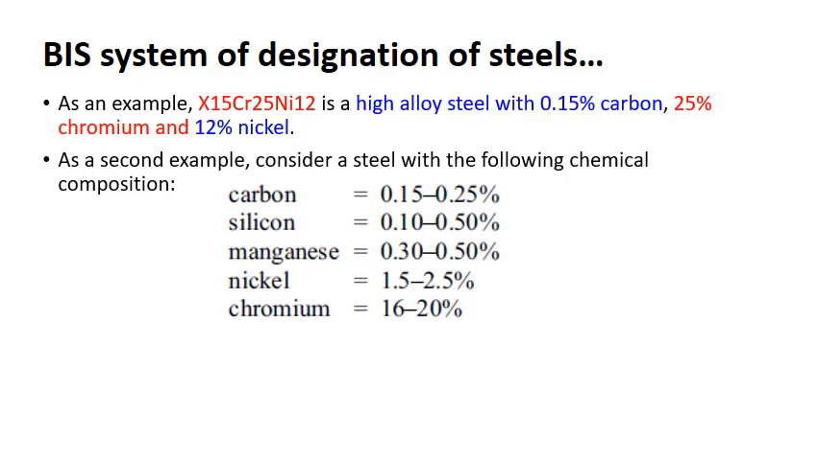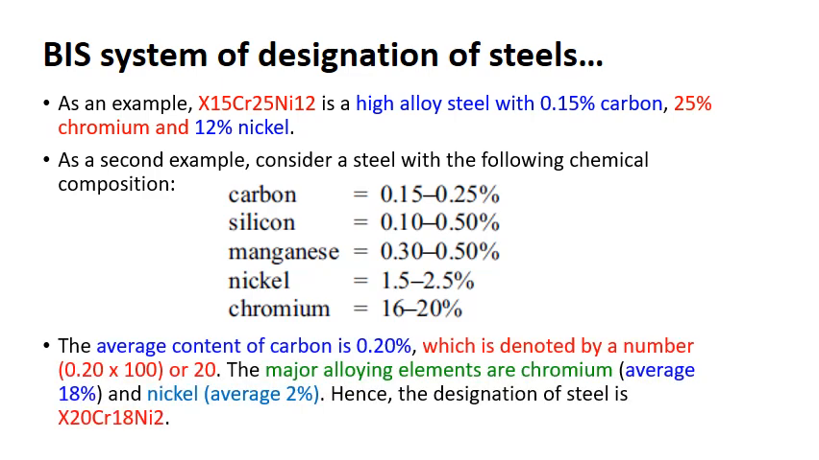Second example, the composition is given. How do you represent it? Take the average percentage. The average content of carbon is 0.2. Similarly, silicon and manganese are less than 1%, so you can ignore them safely. So you consider nickel and chromium. The designation will be X20Cr18Ni2. 0.2% carbon multiplied by 100 gives 20, and nickel is 2% and chromium is 18%.